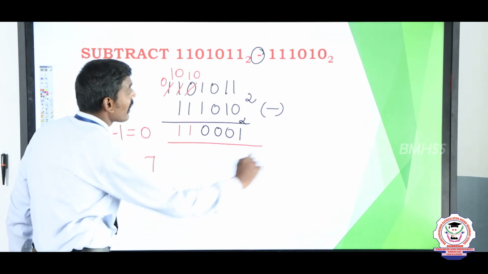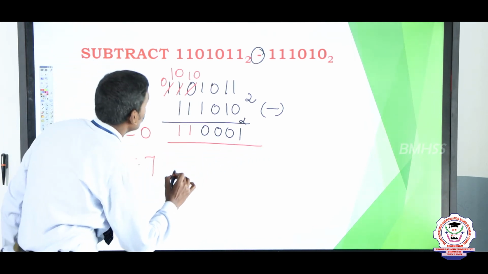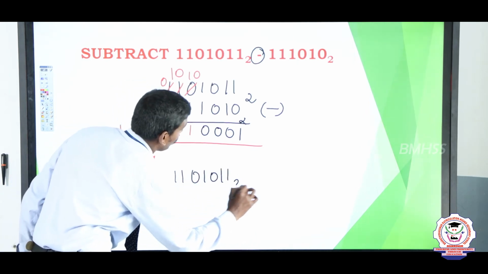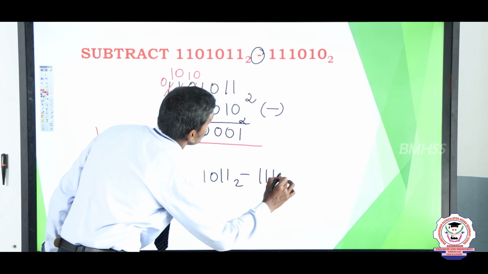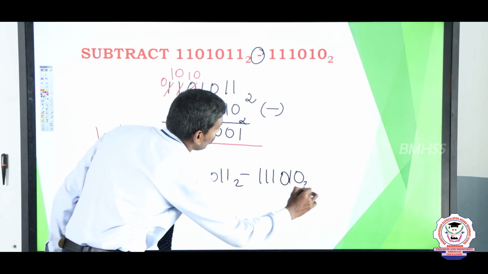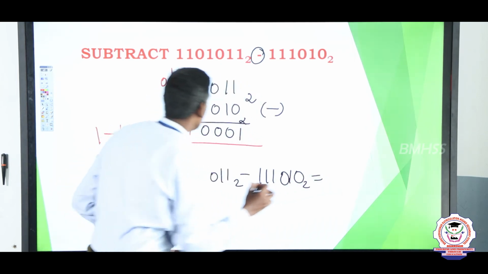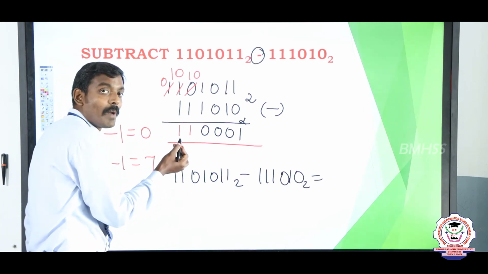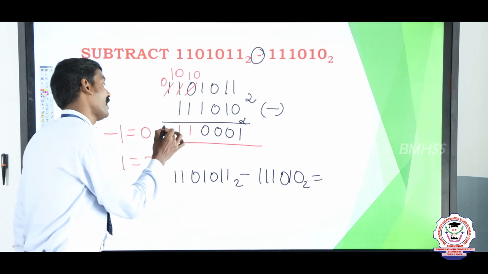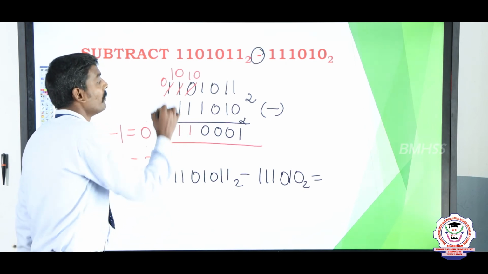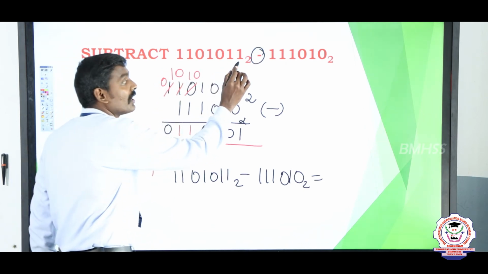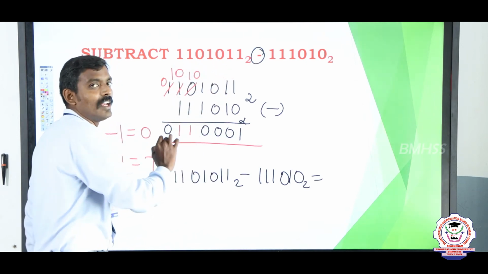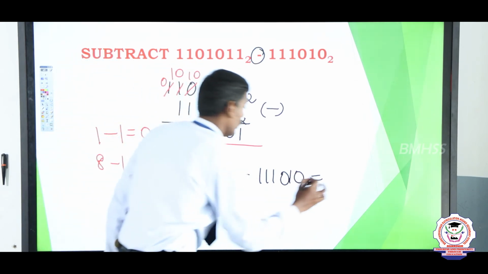Now you finally write the question and answer. 1101011 base 2 minus 11010 base 2 is equal to, you can write here, you put 0. There is no value 0 in the most significant bit, but you can put 0 because the number of digits in that first number is 1 2 3 4 5 6 7. So you can write the answer in 7 digits.